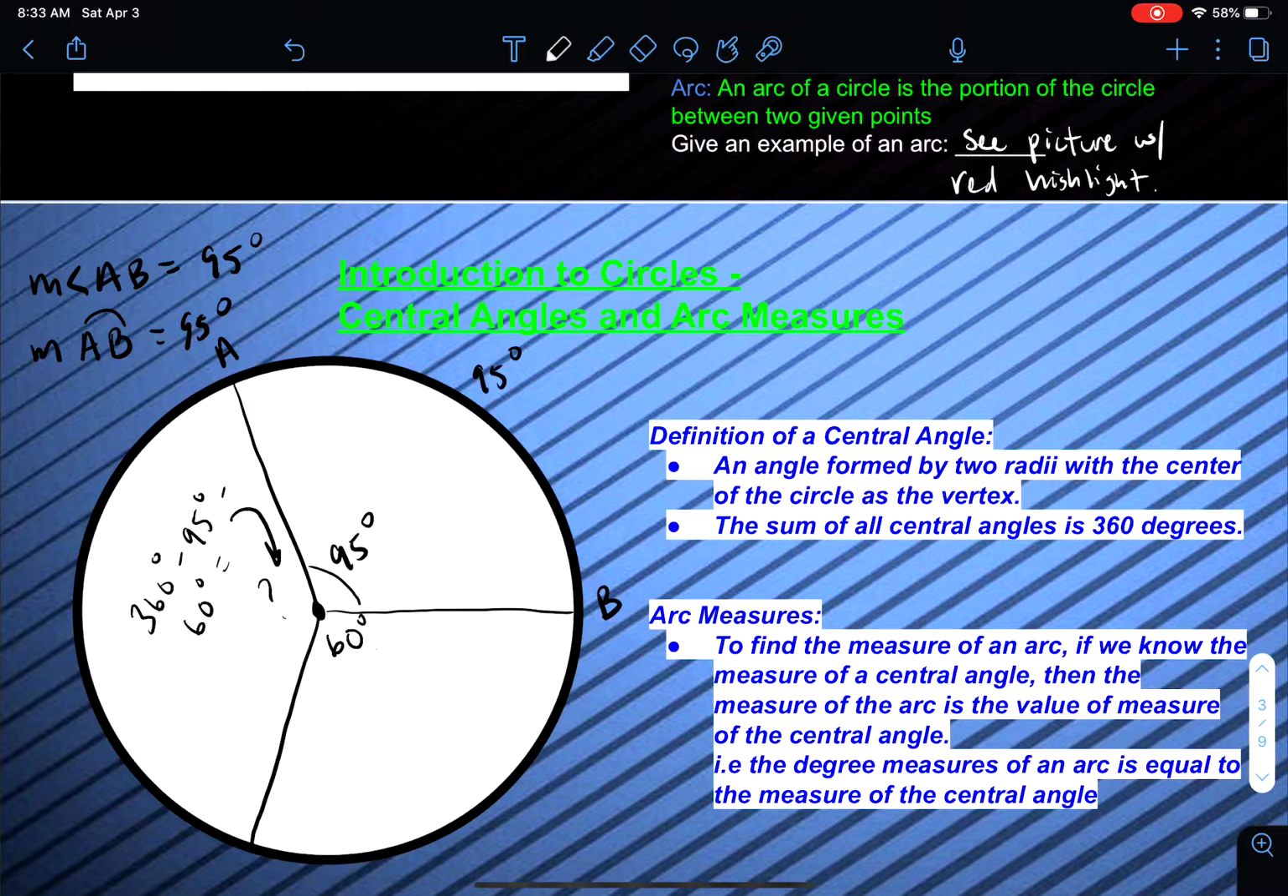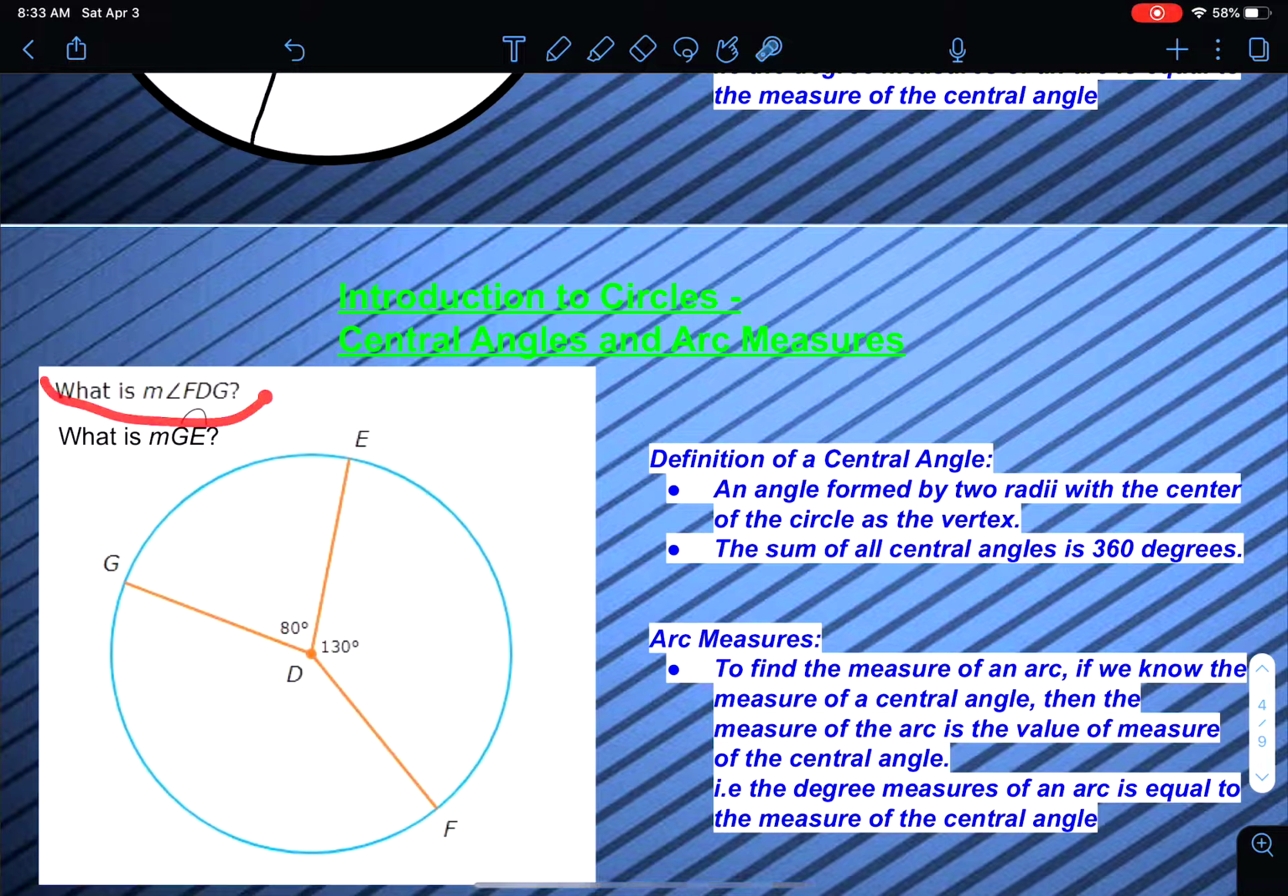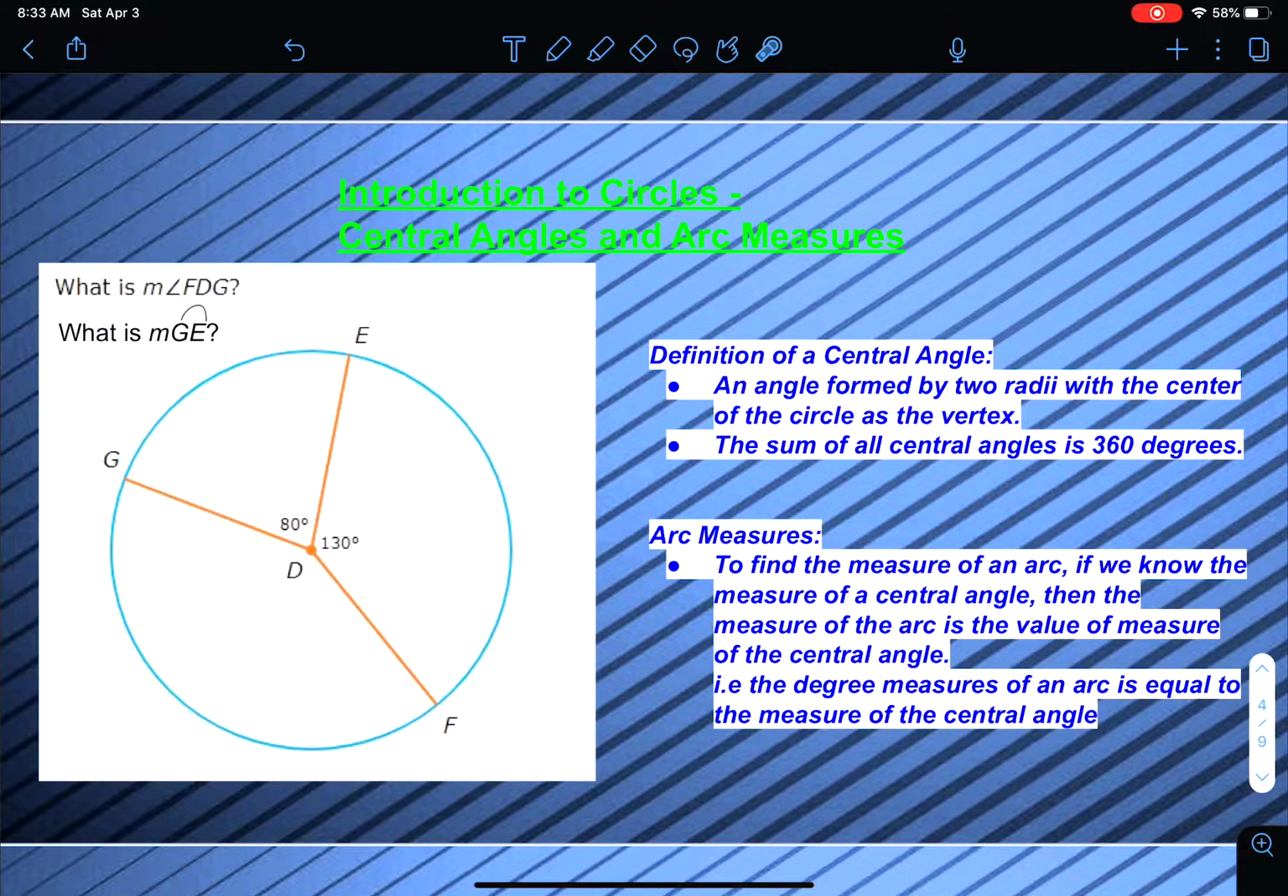Now let's do a problem that's from IXL. This is worded by IXL. I included this just to throw it out there for fun. It says, what is the measure of angle FDG? Where's FDG? This is talking about central angles. So this over here is what we're looking for. What is the measure of angle FDG? Let's try to figure it out.